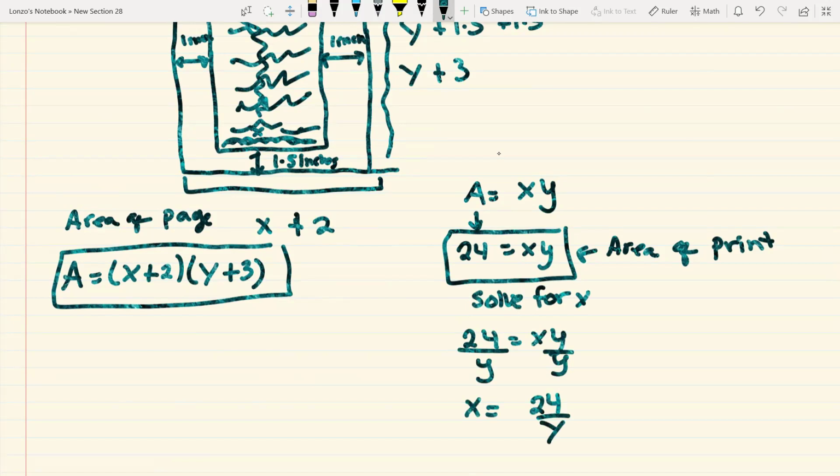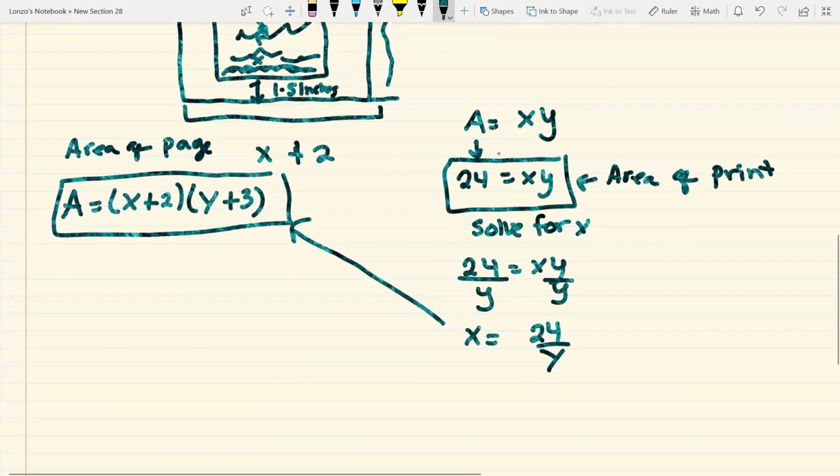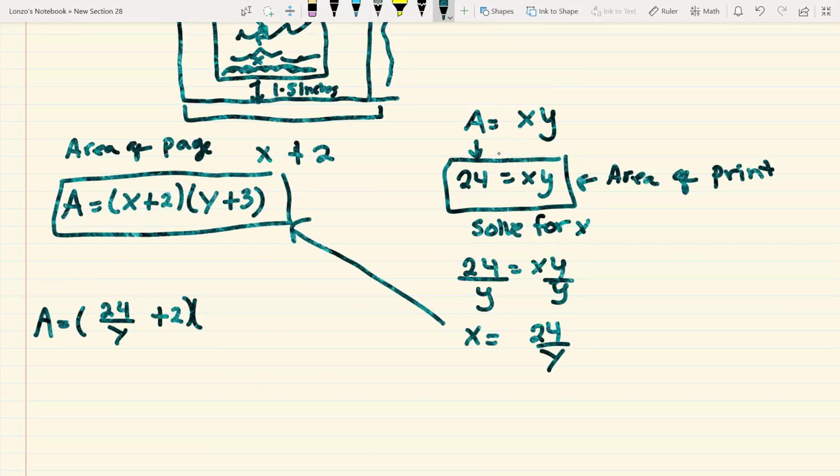Okay, now I'm going to substitute it back into the area of the page. So it's going to be A equals x, which is 24 over y, plus 2, times y plus 3. Okay, multiply this out. What's 24 over y times y? The y's are the same, so it's just going to be 24.